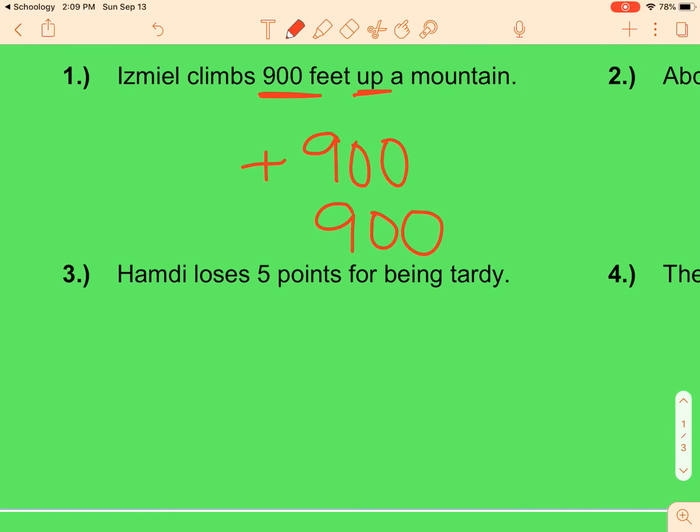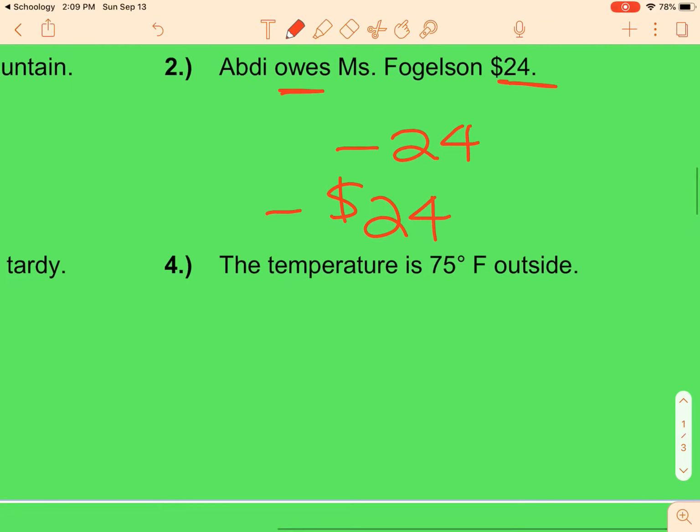Number 3. Hamdi loses 5 points for being tardy. We know our number is 5. Is this going to be positive or negative? This is negative because he is losing points. Good, and our last one.